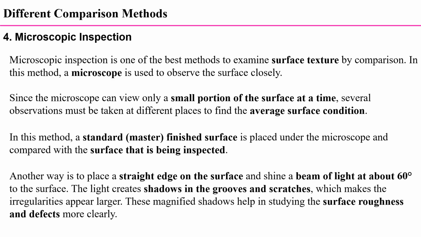So another way is to place a straight edge on the surface and shine a beam of light at 60 degrees to the surface. Then the light creates shadows in the grooves and scratches, which makes the irregularities appear larger. So these magnified shadows help in studying the surface roughness and defects more clearly.